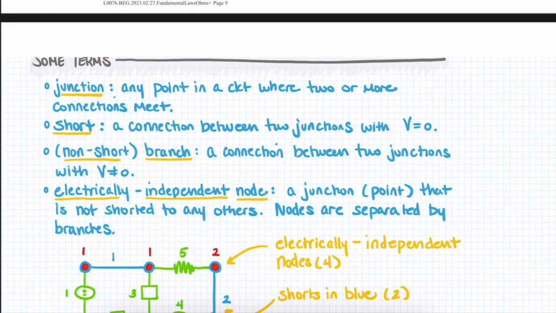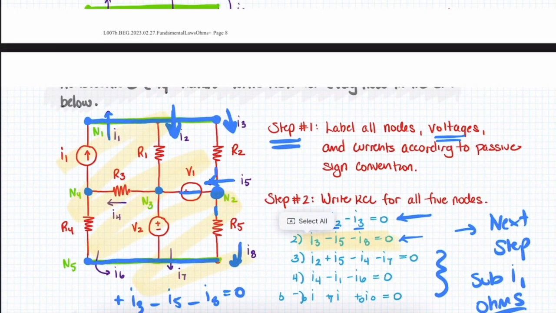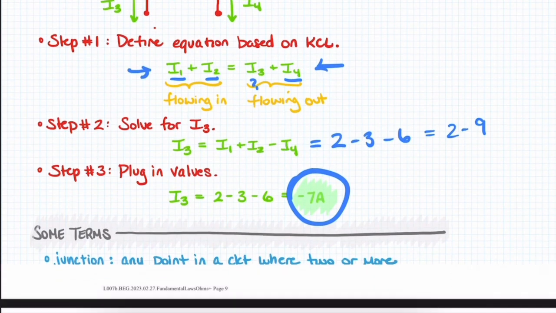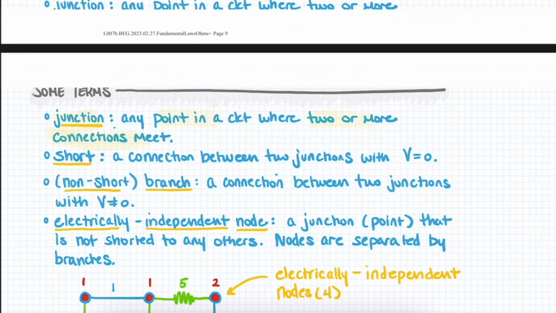Okay, so a junction is any point in a circuit where two or more connections meet. So if we go back up here to this example, what we could see is that this is a junction, this is a junction, this is a junction, junction, junction, junction. There are more junctions than there are nodes, or what we're going to call electrically independent nodes in this circuit. So anytime we want to refer to the most basic intersection, we'll call that a junction, or we could use the word intersection as well.